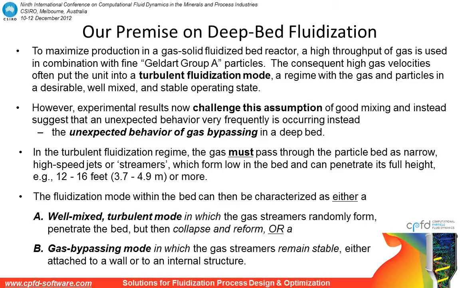It's our premise that in the turbulent fluidization regime, the gas must pass through the particle bed as narrow, high-speed jets or streamers, which form low in the bed and can penetrate its full height, often 12 to 16 feet or more. The fluidization mode within the bed can then be characterized as either a well-mixed turbulent mode in which the gas streamers randomly form, penetrate the bed, but then collapse and reform, or a gas bypassing mode in which the gas streamers remain stable, either attached to a wall or to an internal structure.